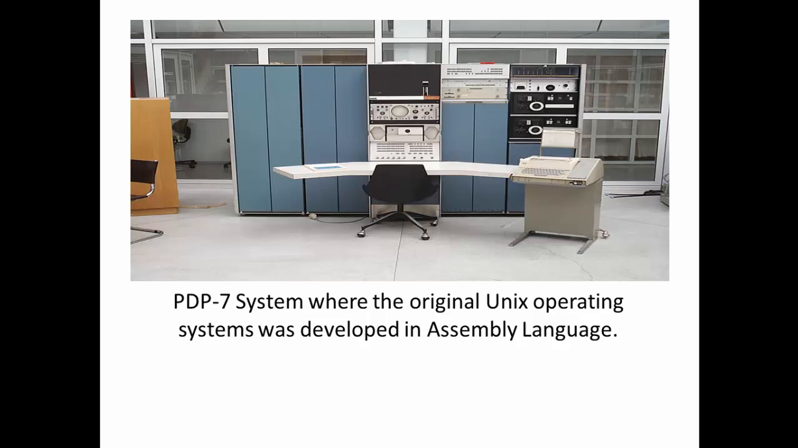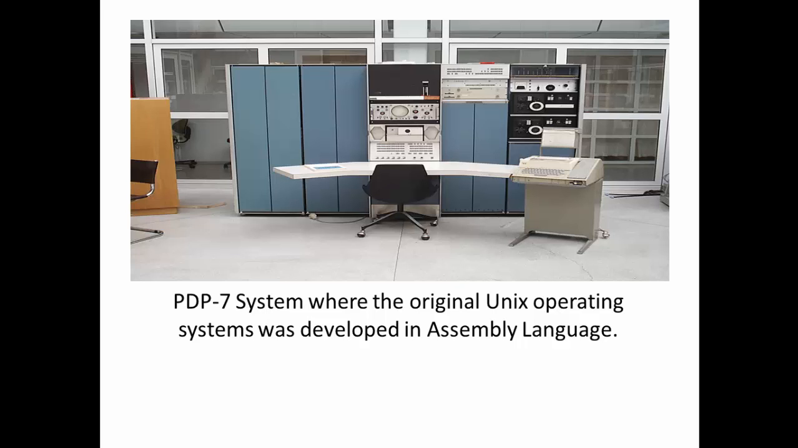whose kernel was written entirely in assembly language. Assembly language is a kind of language which is very specific to a particular processor. For example, a particular microprocessor has its own assembly language instructions, and the code differs hugely from one architecture to another. So this is a huge drawback of having the Unix operating system's kernel written in assembly level language.